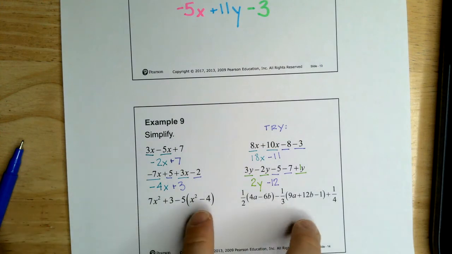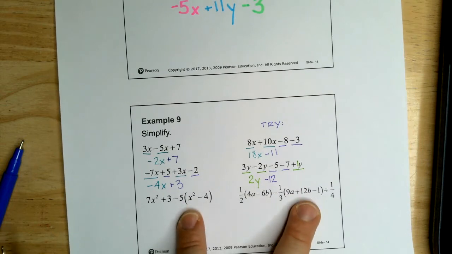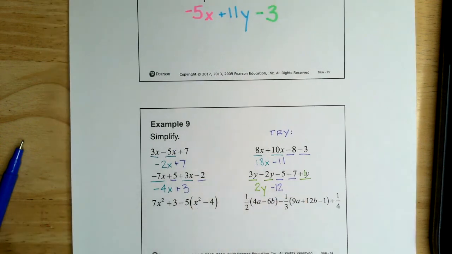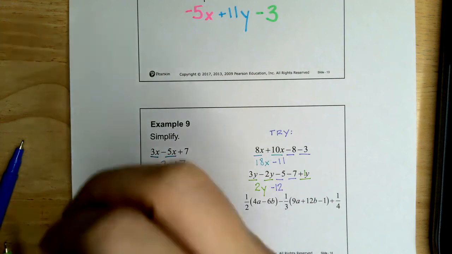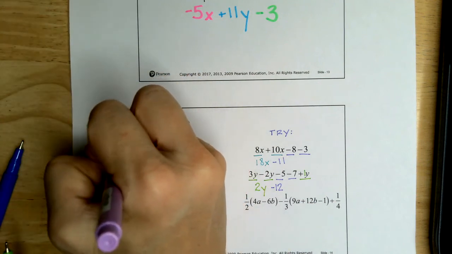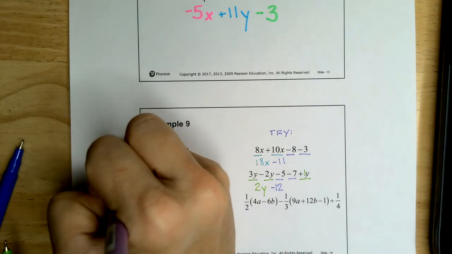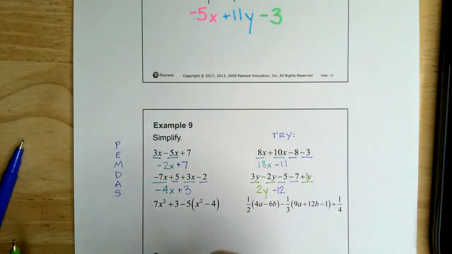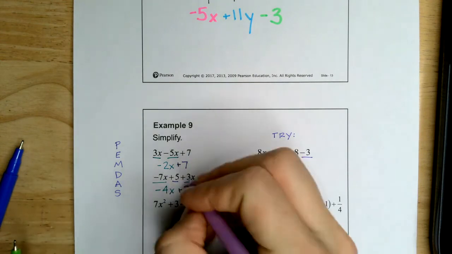All right, for these two, we need to distribute before we simplify, okay? Because combining like terms is actually adding and subtracting. And if you look at PEMDAS, right? It says to add and subtract at the end, and parentheses are at the top. So we're going to do the distributing first.